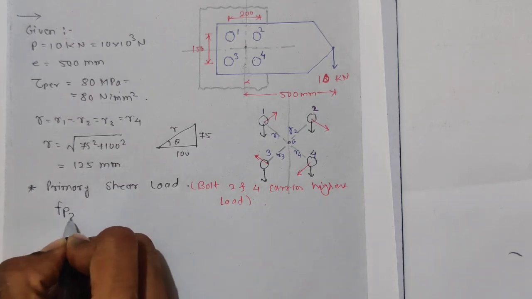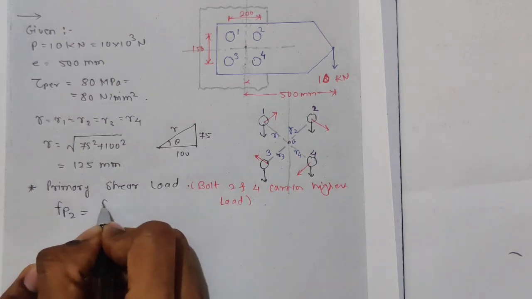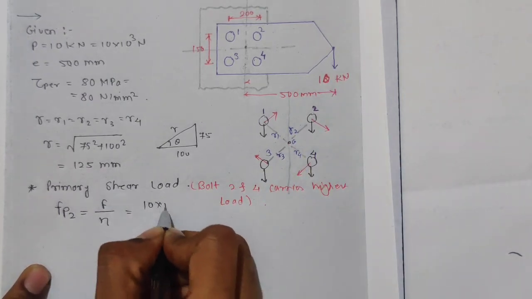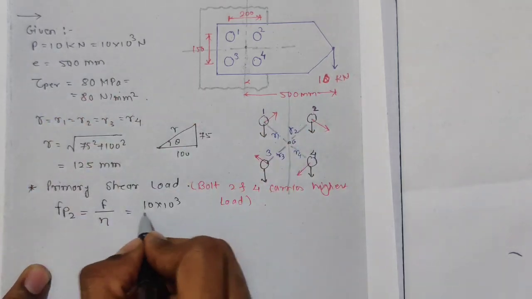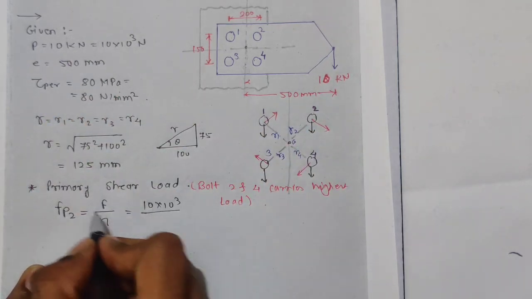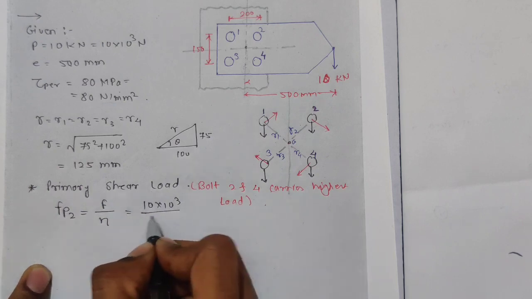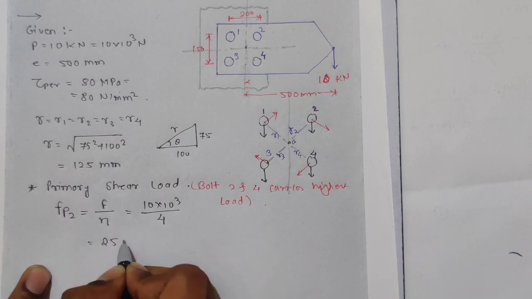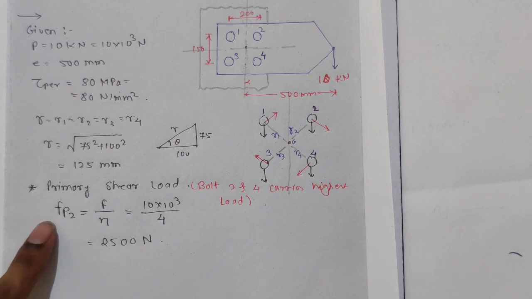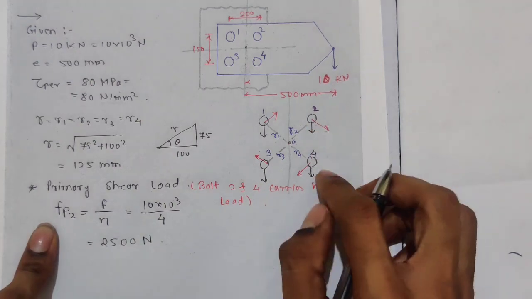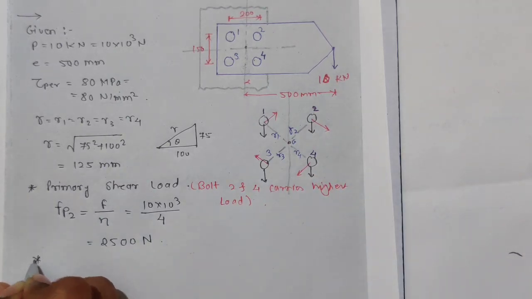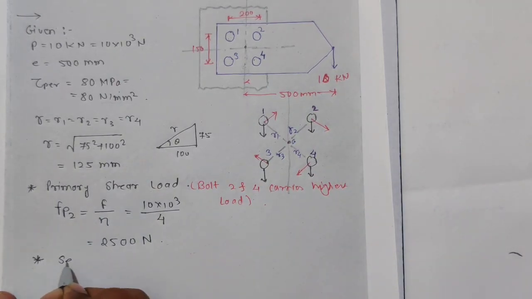So primary force F_P2 is equal to total force F divided by number of bolts. So we have 10 into 10 raised to 3, P, upon N, where the number of bolts is 4. So you will get 2500 Newton. So you got the force on heavily loaded bolts 2 and 4. So FP2 and FP4 are the same. Next is secondary shear load.